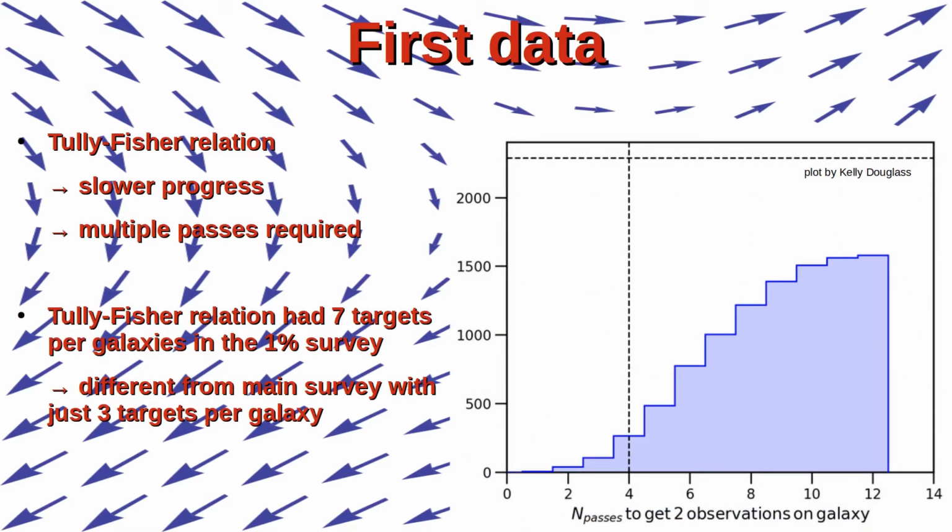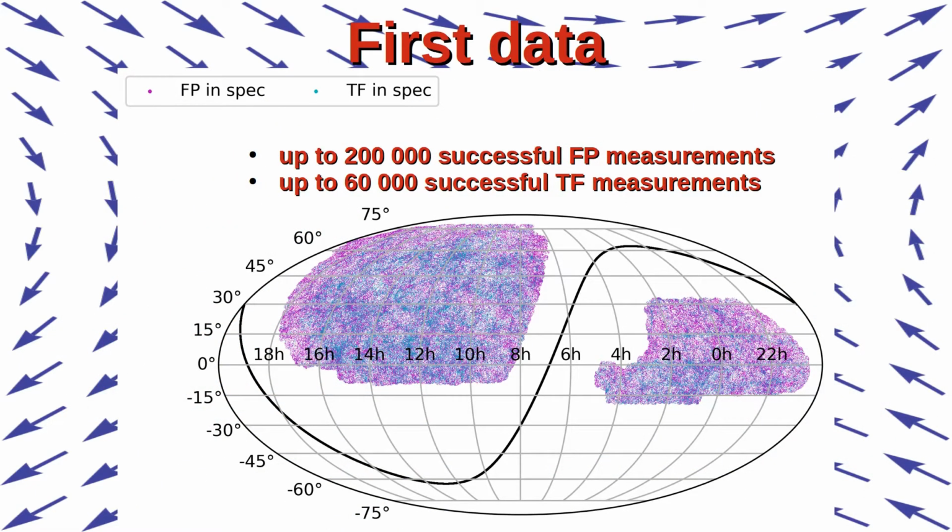The early observations of the Tully-Fisher relation are proceeding much slower because we need multiple passes to get the required data. However, during the last stage of survey validation, the 1% survey, we were able to obtain 1,600 measurements. Since the details of our fiber placements and targeting were very different during survey validation, we are currently working on the year 1 data of DESI and better cleaning methods for the sample to provide more solid numbers of our success rates. But based on our current estimates, we expect up to 200,000 successful observations of the fundamental plane galaxies and up to 60,000 observations of Tully-Fisher relation galaxies within the current spectroscopic footprint of DESI.